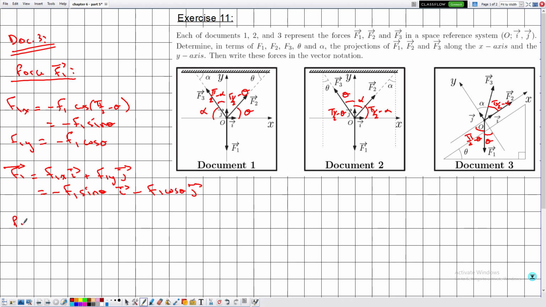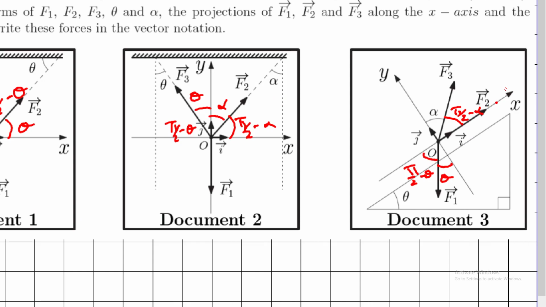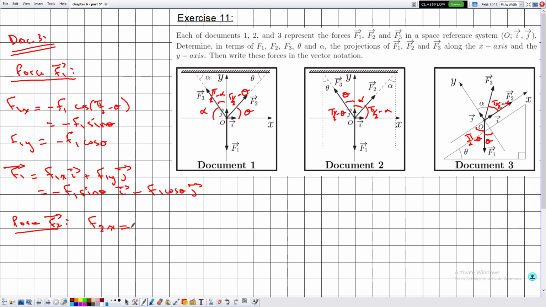As for the force F2, F2x: notice that in this case F2 is completely parallel to the x-axis and in the positive direction, so this is plus F2, and F2y is 0. So the vector notation of the force F2, which is given by F2x i plus F2y j, is equal to F2i plus 0j, which is equal to F2i. So this is the force vector F2.